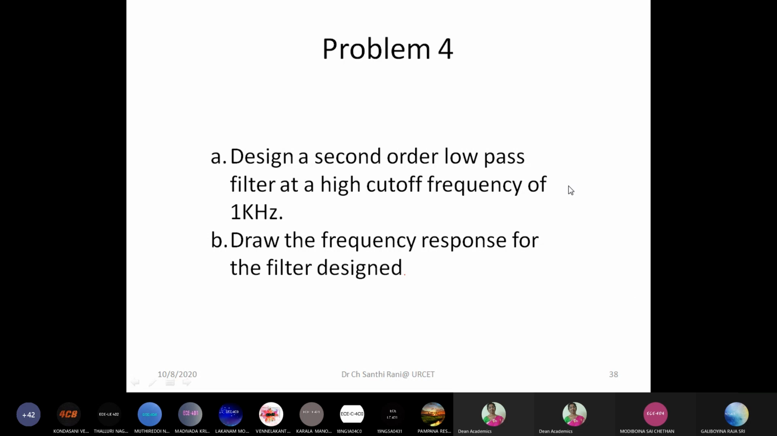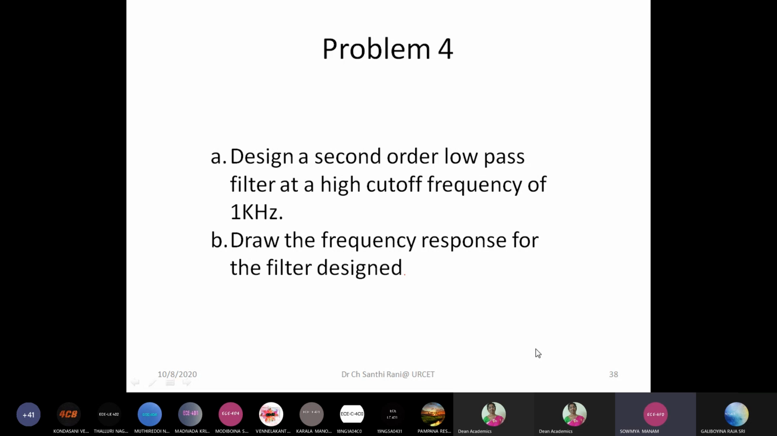This is for which filter, ma'am? Ma'am, for this only we have shown, ma'am. Yes, yes, I told you. That's what I remember. For this filter only, right? Exactly. Right. Soumya, very good.